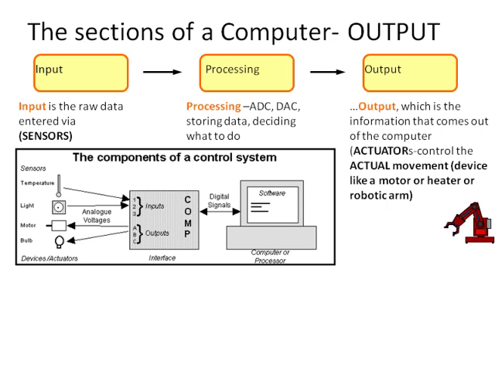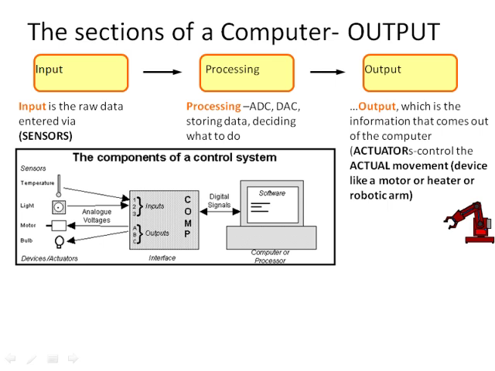Actuators control the actual movement. They're devices like motors, heaters or robotic arms. So if we look down here, these devices, or actuators, do the actual movement. The bulb actually lights up the room, if that makes sense.